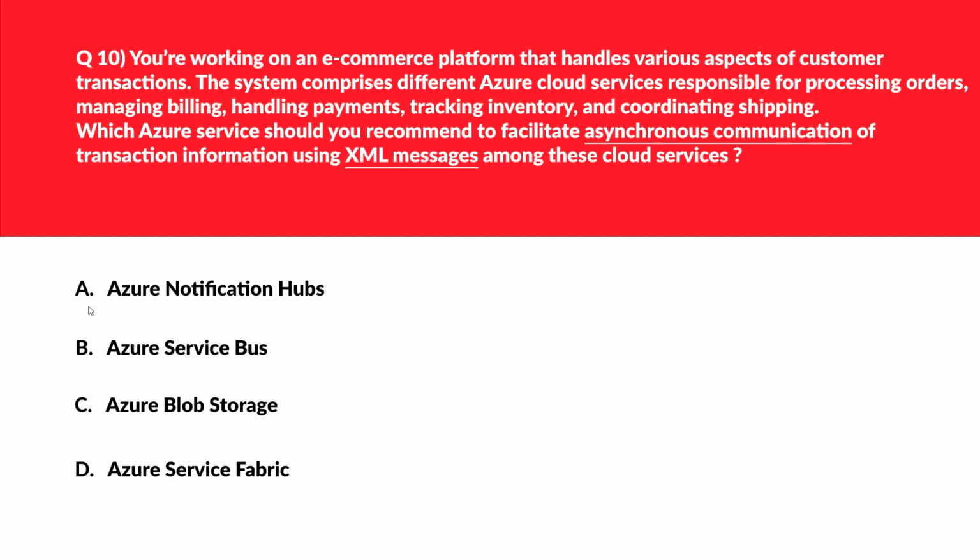We'll first look at option A. A says Azure Notification Hub. Notification Hub is used for push notifications to mobile devices and again not suitable for general purpose message communication, just like the previous question where we eliminated it. Next, let's look at option C. C says Azure Blob Storage. Blob storage is for storing unstructured data and doesn't provide the necessary features for asynchronous messaging as required by the question. So C is out.